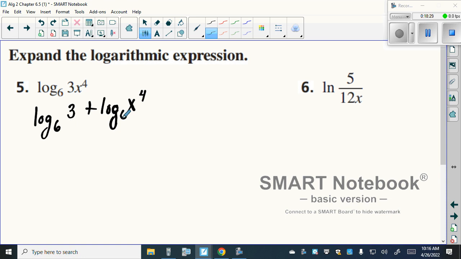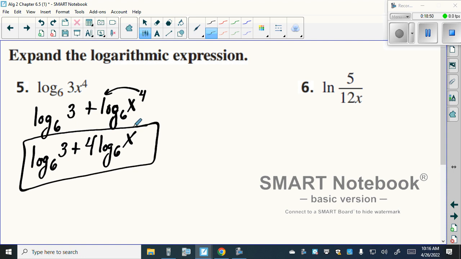Then what can we do next? Our power rule. We can move the 4 up front, which would give us log base 6 of 3 plus 4 times log base 6 of x. And that there would be the final answer. Questions on any of this here? Let's look at the next one.